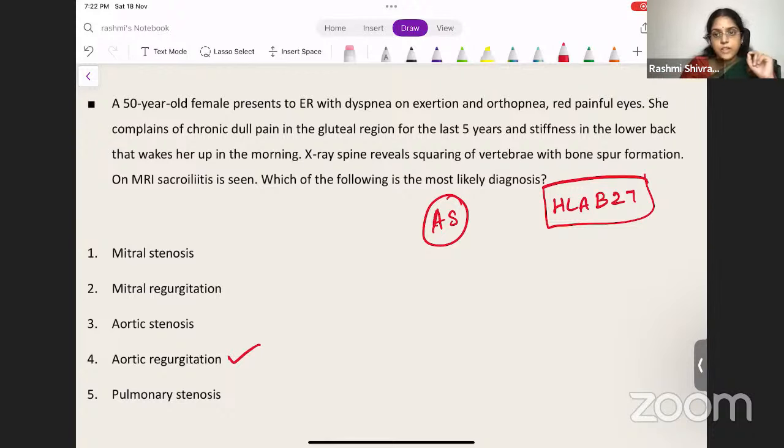If you need to identify the first initial stages of sacroiliitis, what is the investigation of choice? MRI. MRI can identify even early stages of sacroiliitis. Okay? So this is some small discussion about ankylosing spondylitis. It is one of the spondyloarthritis.